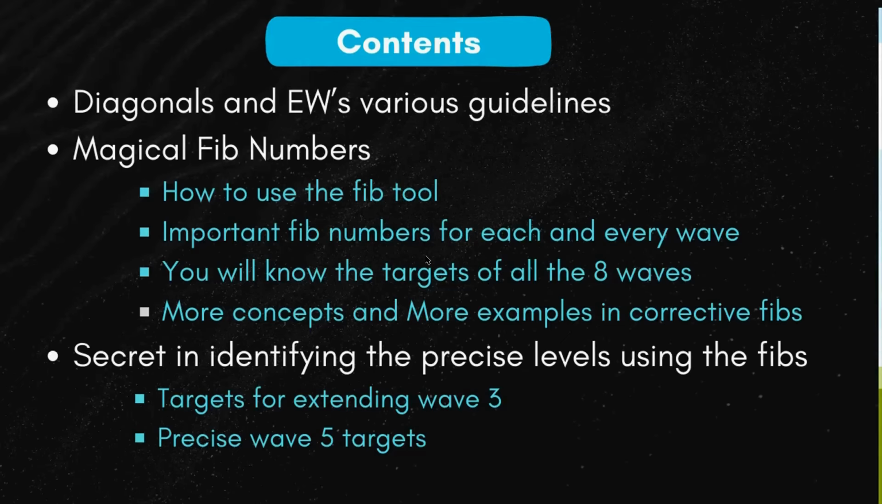Now, we learn the most important secret or practical methods of identifying the most precise levels, right? Precise levels of support and resistance using the Fib numbers. This is the method I use to identify the levels, which you already know how it works. You will learn each wave target, including extending wave 3s and the precise level of the endpoint of wave 5s.